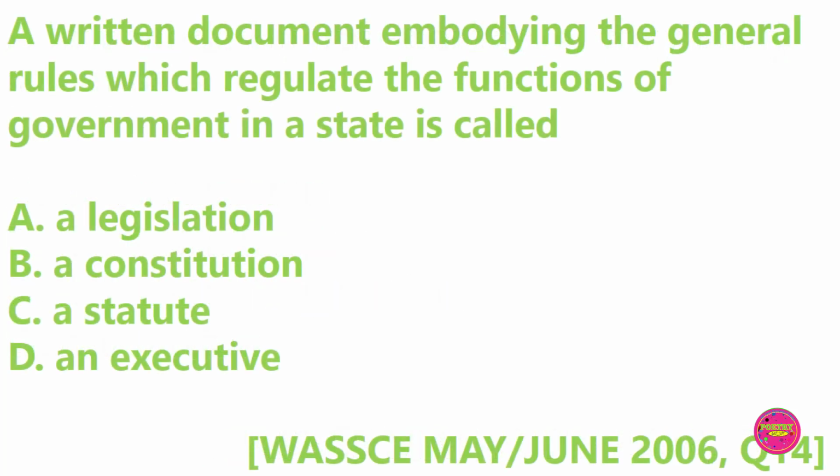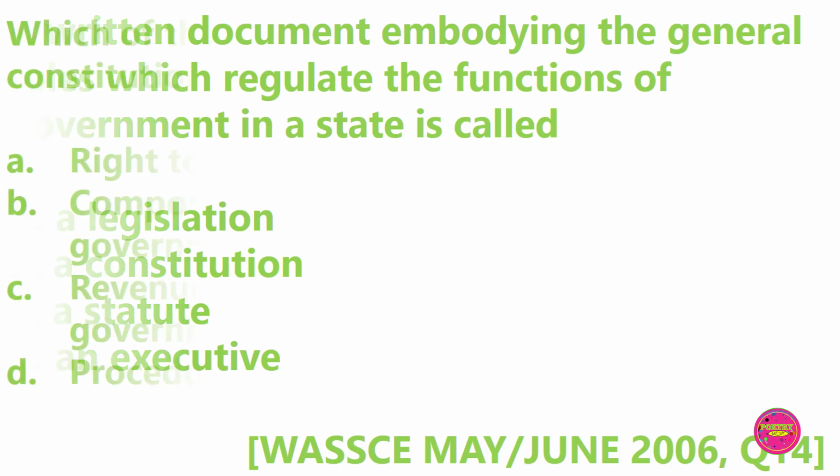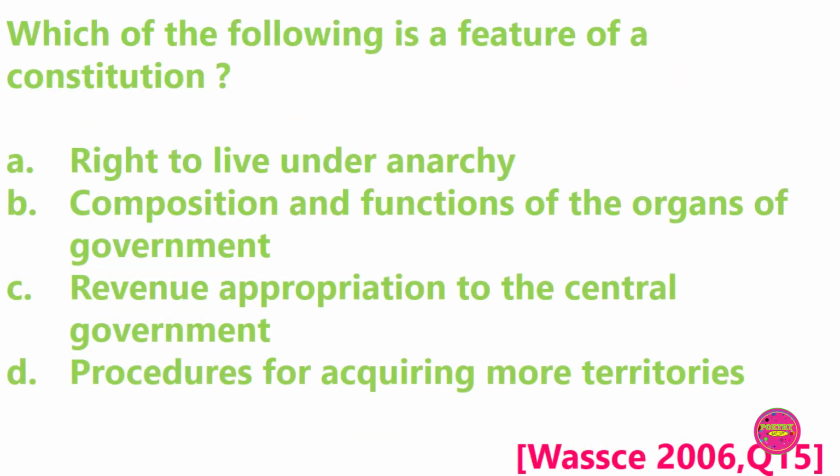A written document embodying the general rules which regulate the functions of government in a state is called A. A legislation. B. A constitution. C. A statute. D. An executive. The correct answer to this question is B. A constitution.